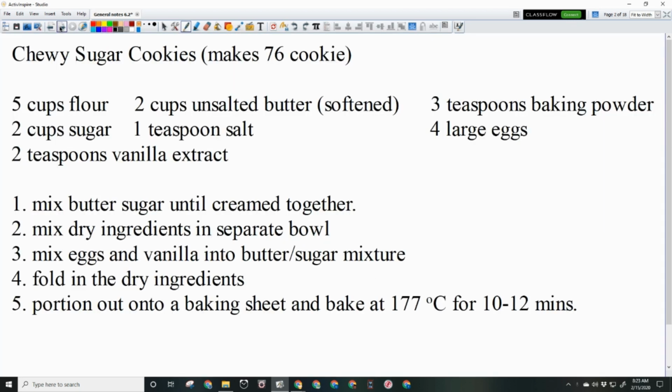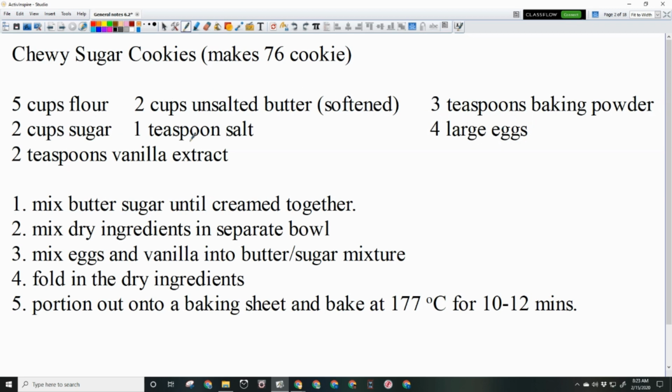Well, the best way to explain stoichiometry is by comparing that to a recipe. So here we have a recipe for chewy sugar cookies, and when you look at recipes, it usually tells you how much can be made in the recipe. This one tells us we can get 76 cookies out of this if we follow these instructions. It tells us the amount of ingredients to use, and if you'll notice, it is in cups, in teaspoons, and in individual units, like 4 large eggs.